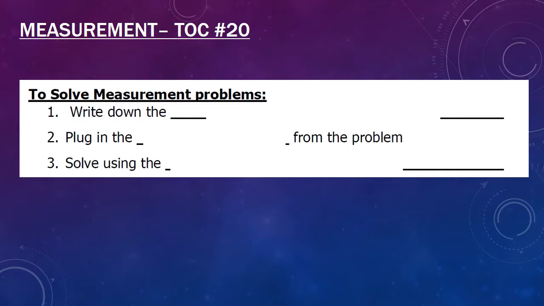So how to solve measurement problems. These are really easy as long as you're writing down and following these steps. First step is you're going to write down the formula from the formula sheet. Again, with perimeter, you don't need one. You just add up all the outsides, but you do want to show work.